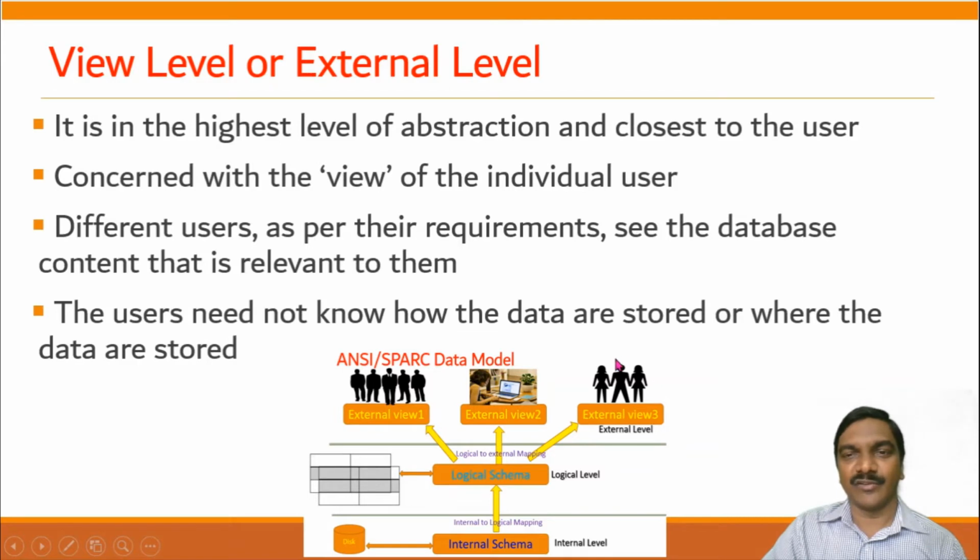And this group of people want some other data from the same table or from the same database. So this is another view. The users need not know how the data are stored or where the data are stored. This is what we call abstraction. Abstraction means hiding the internal details, right?